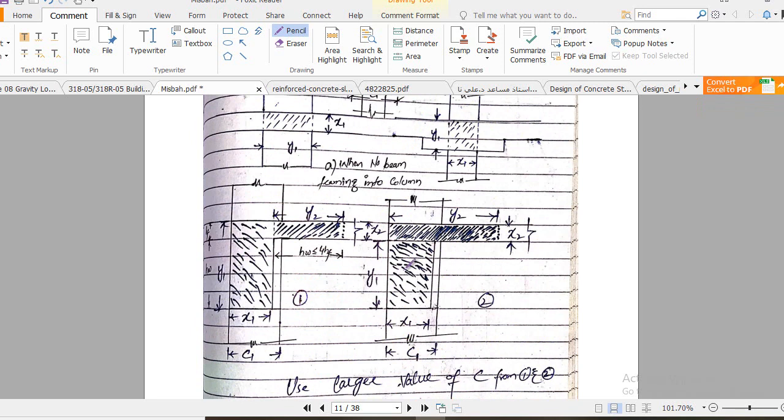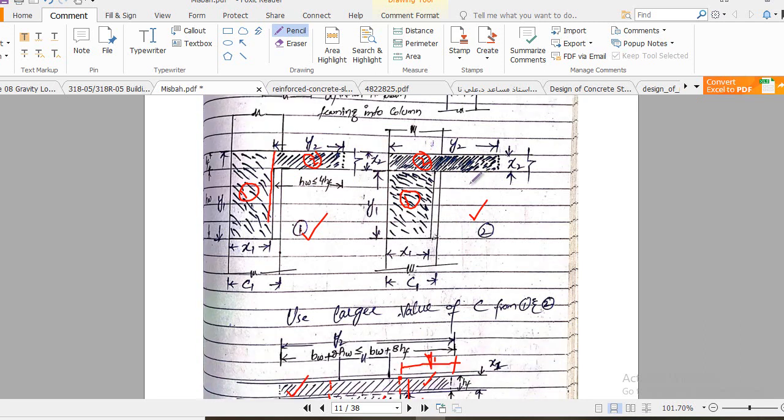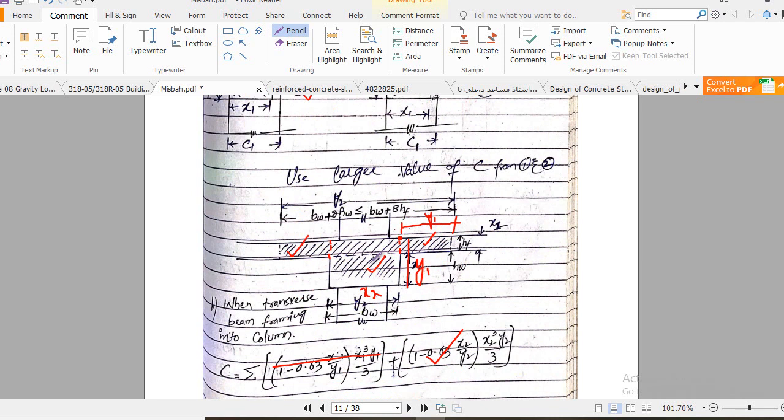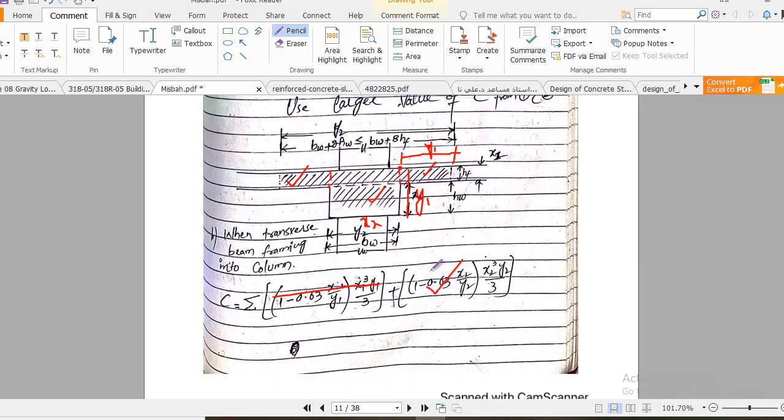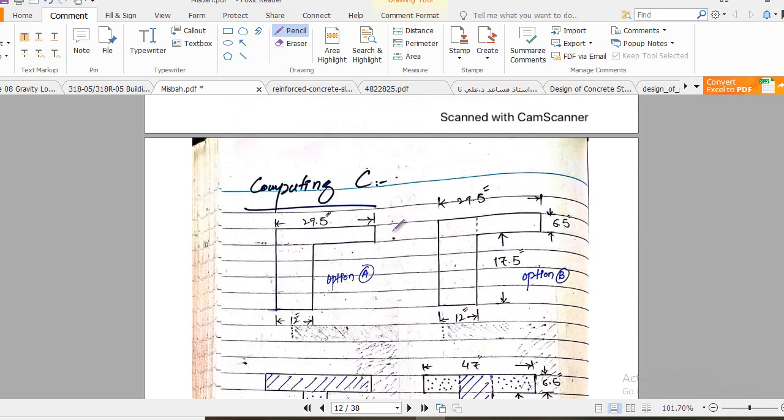Here you see we have this section and here we can see this is our section. Similarly here you see the full one, clear? So this is x1 section, this is 2 section. So we will calculate, here we have two options, clear? So we will calculate C for this option and this option, and then the maximum value will be selected. Similarly here we have two options and the maximum value will be selected.